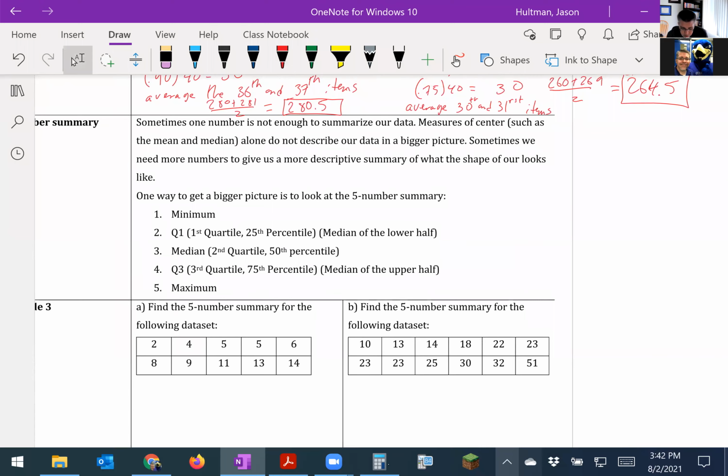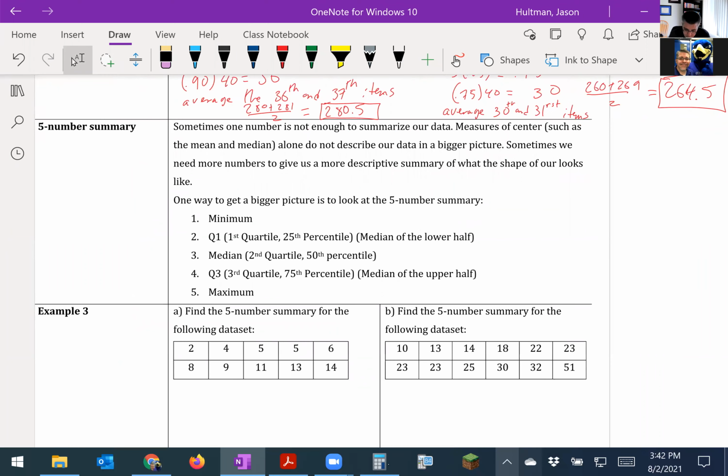Okay, so sometimes one number is not enough to summarize our data. Measures of center, such as mean and median, alone cannot describe our data in a bigger picture. Remember, mean is the average, and median is the middle number, or the 50th percentile. Sometimes we need more numbers to give us a more descriptive summary of what the shape of our data looks like. One way to get a bigger picture is to look at the 5-number summary.